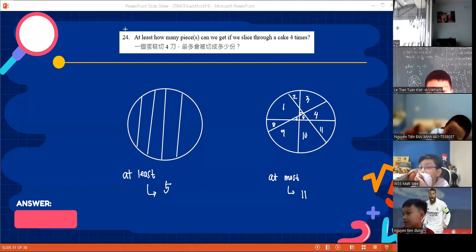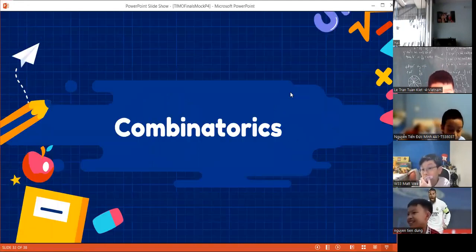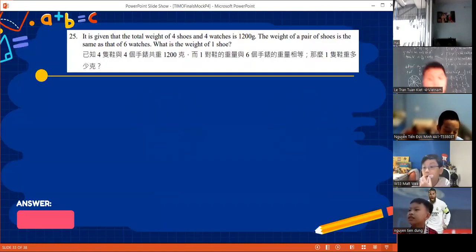Also, in here it's asking for at least 5. So if it's at most, then it should be 11, okay? Don't complicate yourself. How do you cut a cake? If you cut it in the middle, you will be missing all the important part.